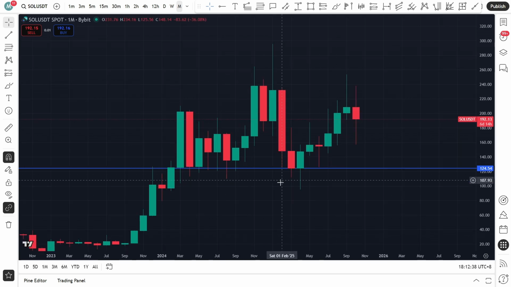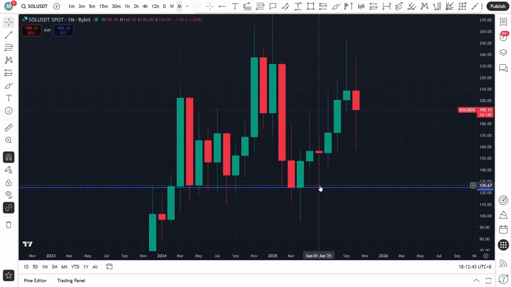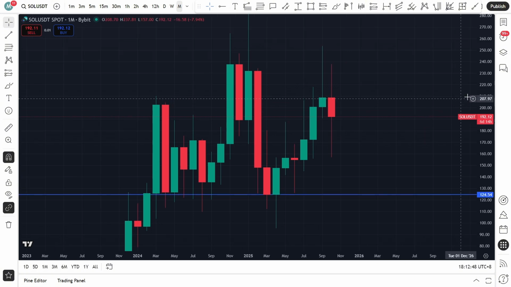So on the monthly time frame, this is the only support line I'll be drawing. If you look closely here, the wick didn't touch the line, so this support line is still valid. Let's look at the weekly right now.